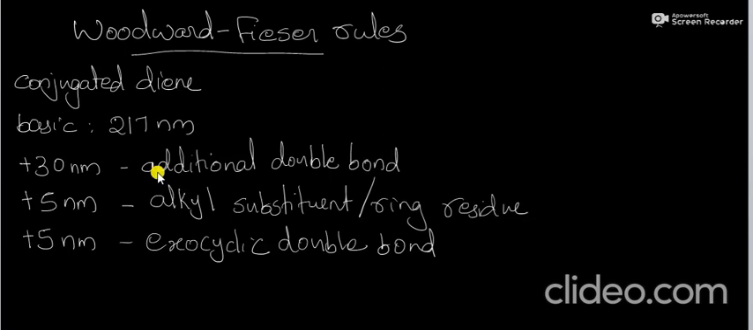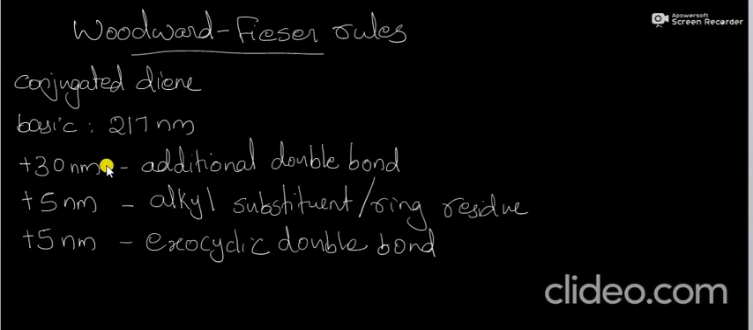Next is Woodward-Fieser rules. What do you mean by Woodward-Fieser rules? It enables us to predict the wavelengths at which acyclic and cyclic dienes and polyenes will absorb. This is the calculation of wavelength maximum for acyclic dienes and polyenes based on Woodward-Fieser rules.